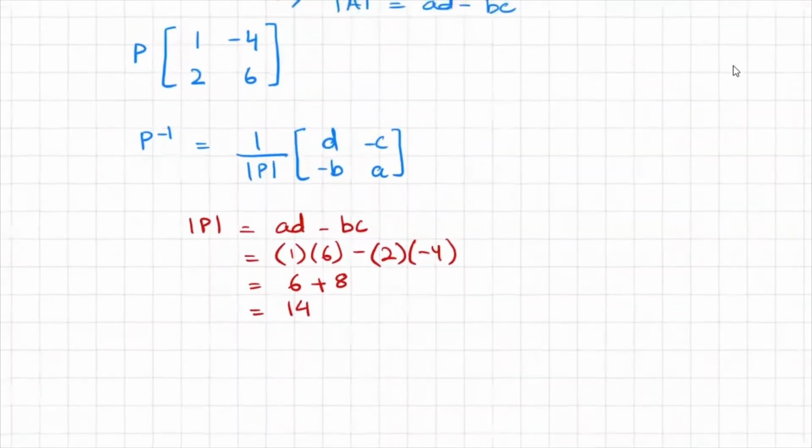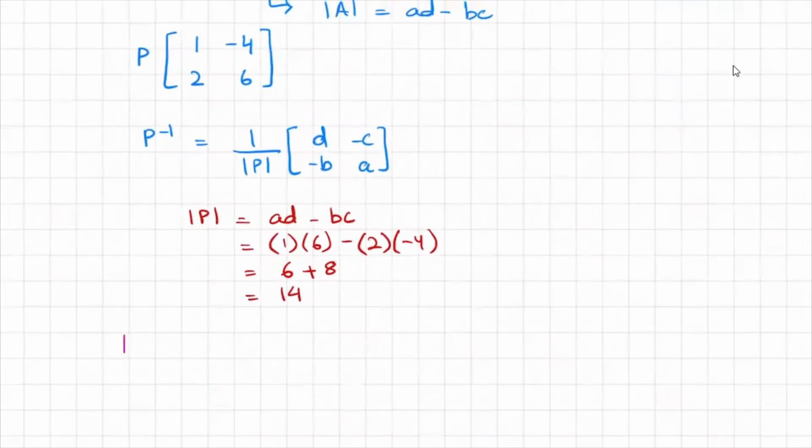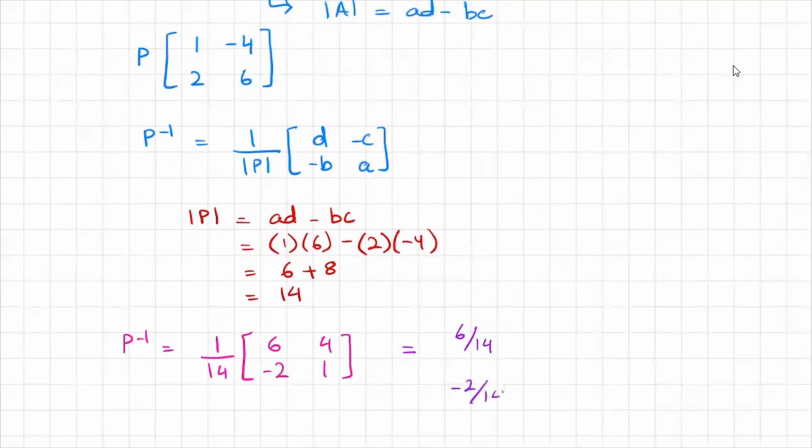Okay, now let's form the matrix. P inverse is 1 over 14 multiplied by the matrix with the positions changed. This will become 6 and 1. Changing the signs, this will become minus 2 and a plus 4. You can simplify this further. This can be written as 6 over 14, minus 2 over 14, 4 over 14 and 1 over 14.